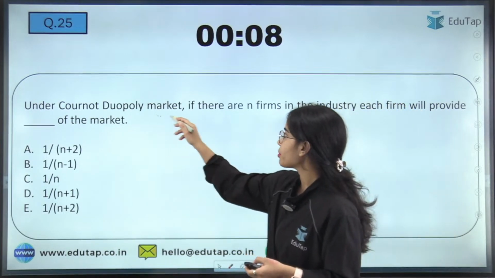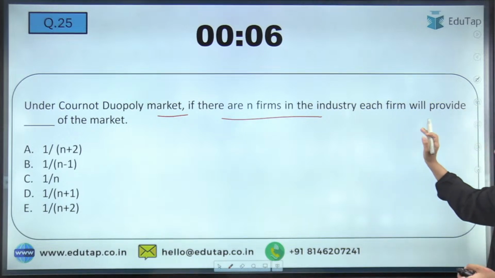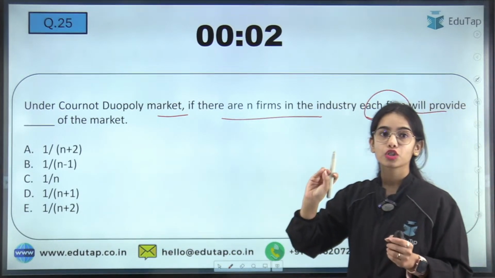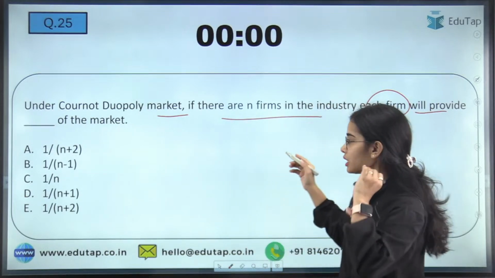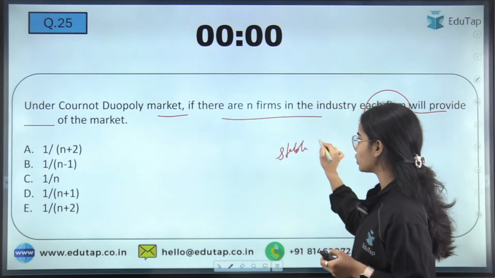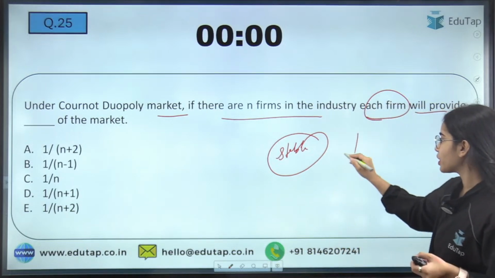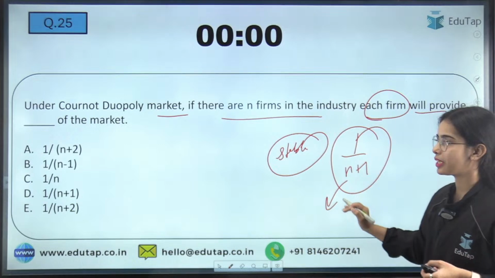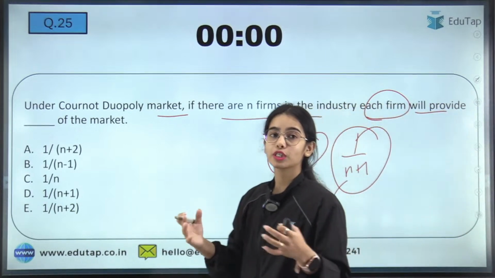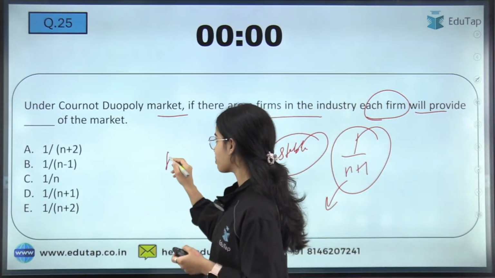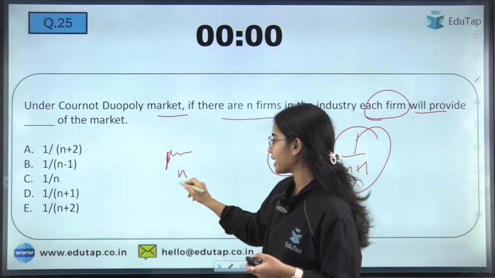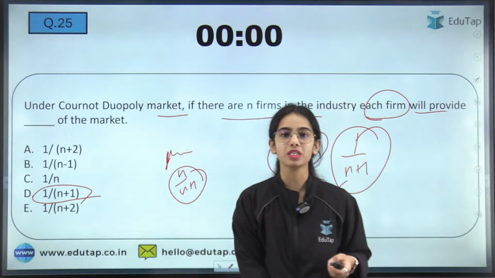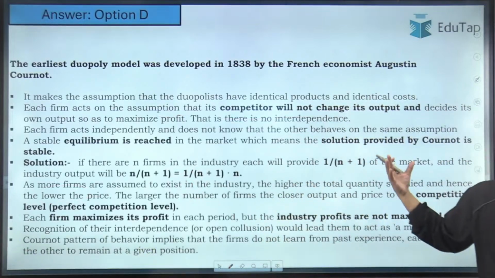Under the Cournot duopoly market, if there are n number of firms in the industry, how much will each firm provide for the market? There is a stable equilibrium given by Cournot: each firm will produce 1 upon n plus 1. So if there are n firms, each firm will produce 1 upon n plus 1, and for the total market, the production will be n upon n plus 1. So this is the Cournot model.